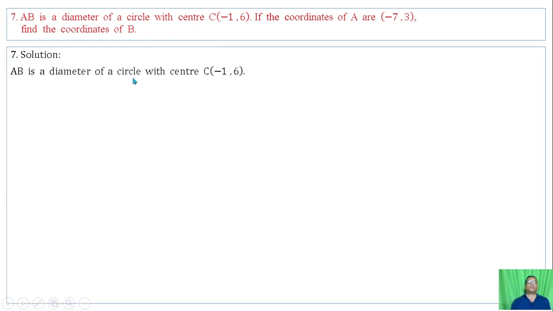AB is the diameter of a circle with center C. Also, A is equal to (-7, 3).